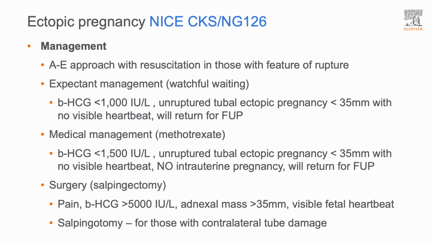A salpingectomy is used, which is removal of the entire fallopian tube. A salpingotomy can be considered for those with contralateral tube damage, for example, relating to pelvic inflammatory disease, where the pregnancy and that associated part of the tube is removed in isolation, which can preserve fertility.